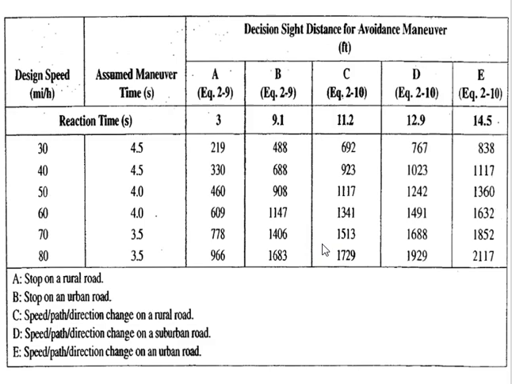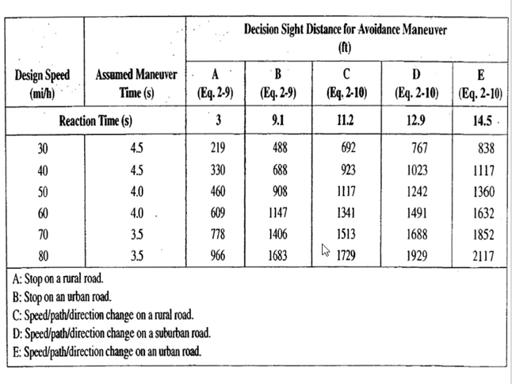So if you take the gradient as 0, you exclude the effect of gradient, and you take everything as standard. Time is standard, the f value is standard, everything is standard. Then you can use this table to find out the decision sight distance based upon the design speed. So you can see I have the design speed, and then I have what?